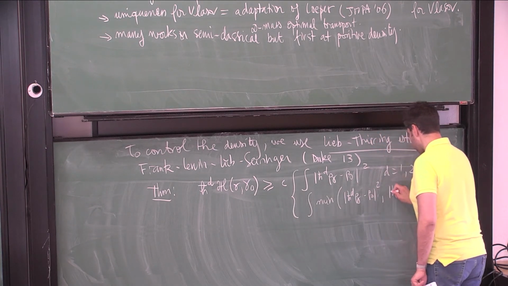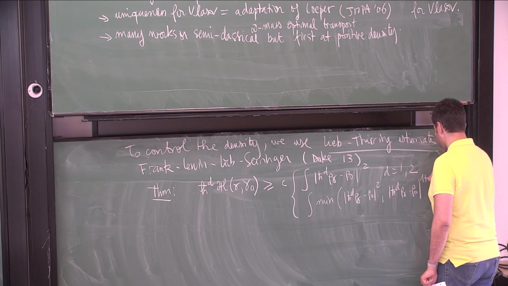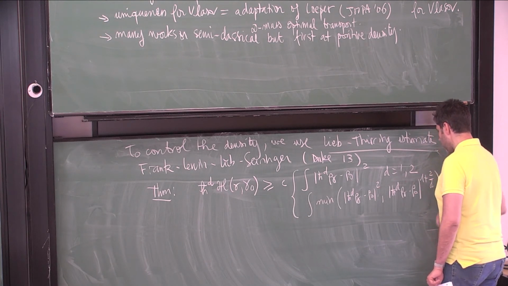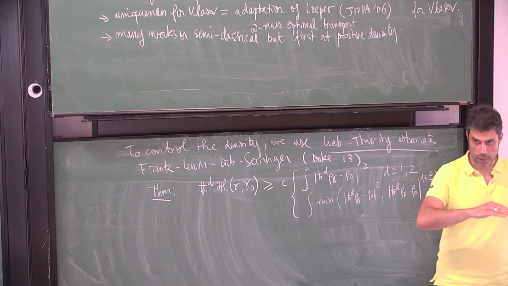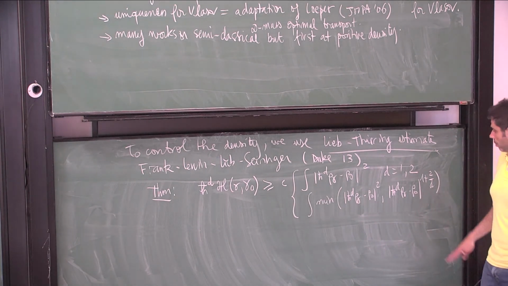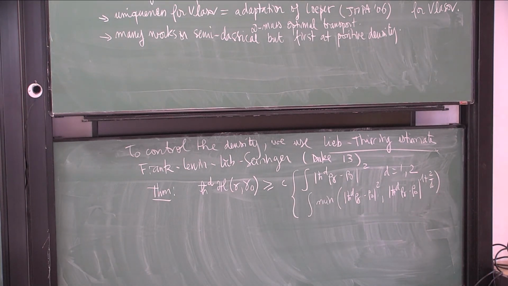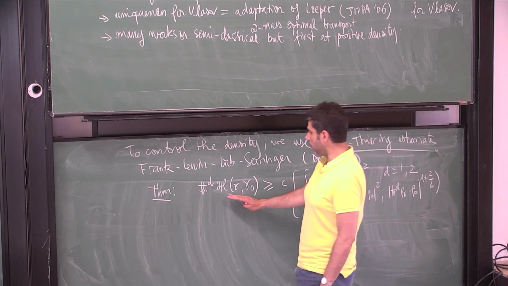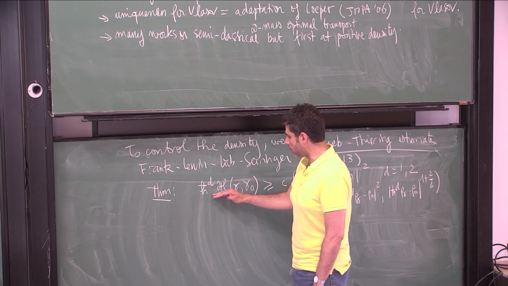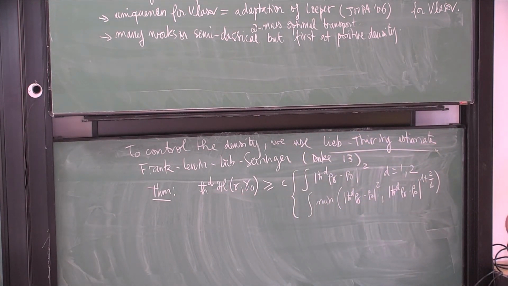and the same thing to the power 1 plus 2 over D. Okay, so the minimum means that when it's small, you get the worst of the two, which is the square. When it's large, you get the worst, which is the 1 plus 2 over D. That's the usual Lieb-Thirring at large density. Okay, so this theorem here is telling you that when you have a finite relative entropy, actually you do have a density.